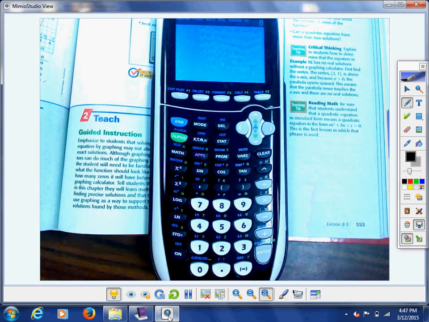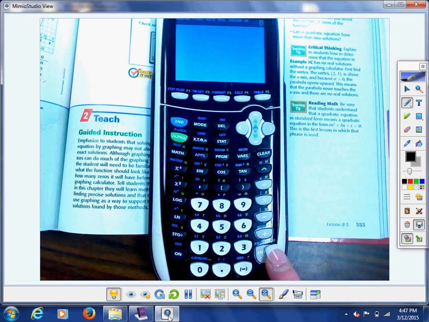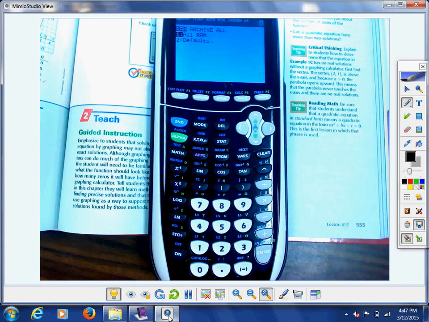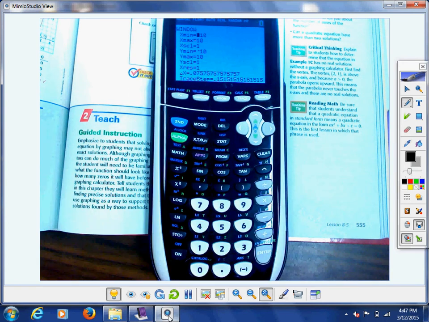All right, what you're going to do is hit second and then the enter sign. Okay, I'm sorry, second and then the plus sign. We want to hit the memory part of this. We just want to do a real quick reset. So press 7 and then 1 and then 2. So it's second, plus sign, 7, 1, 2. And then it'll clear your RAM. I'll clear that screen and I'll hit the window again. And these are the original factory settings.